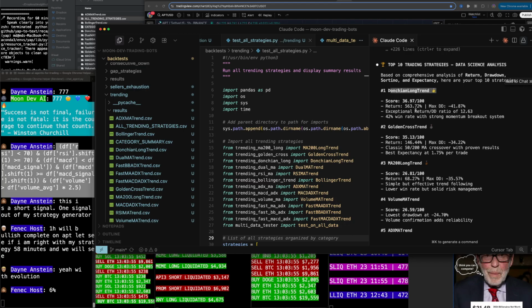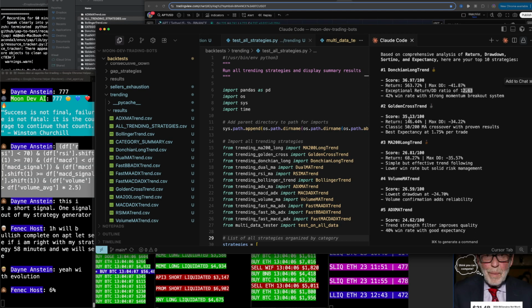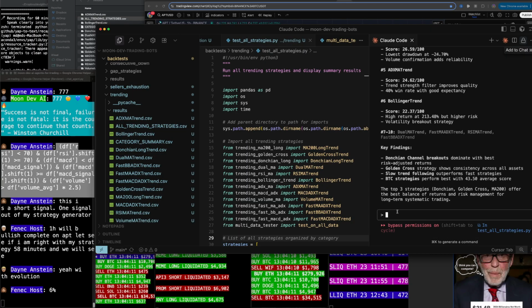Donchian long trend. Okay, 563% return, drawdown negative 41. Exceptional return to drawdown, so 12x. Okay, win rate 42. Cross trend, 146. Okay, I'll look at these in a second.